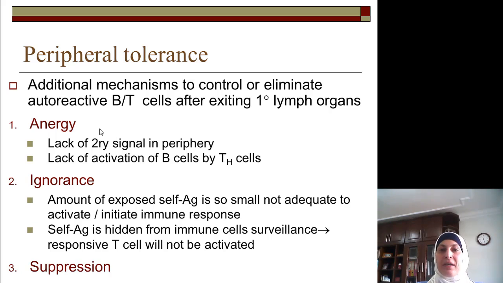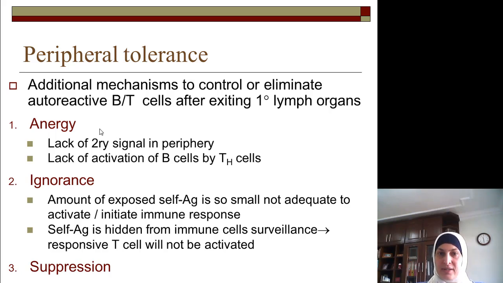The second mechanism our body follows to maintain a state of tolerance in the periphery is ignorance. In ignorance, it means that the amount of exposed self-antigen, although the self-antigen is there, is present in a very small amount that is not adequate to mount a huge immune response. So it is there. The T cells or the B cells that recognize the self-antigen are also present at the scene, but the amount of that self-antigen presented is actually not adequate. So the T cell, although it sees that antigen, although it can bind to it, does not mount any immune reaction and decides to ignore the presence of that antigen.